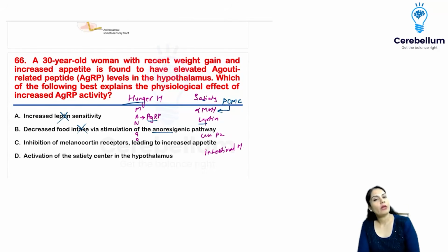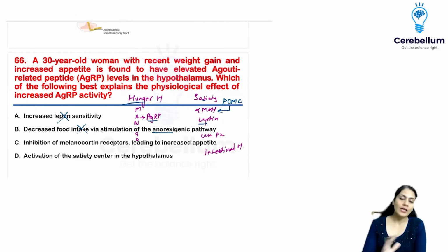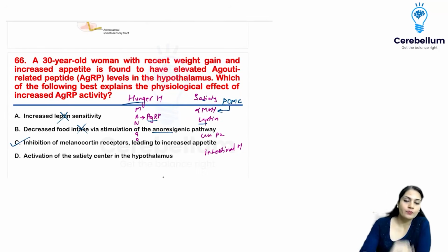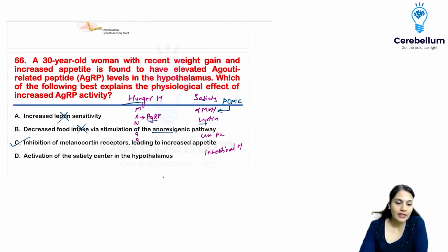Hunger hormones are going to inhibit the satiety areas so that they can do their own job, right? So they do have this correlation. Please remember, there is inhibition of the melanocortin receptor, which releases the alpha MSH, which will not be able to cause the satiety. That's why the patient will feel hungry all the time, and that's why the patient is going to have weight gain.